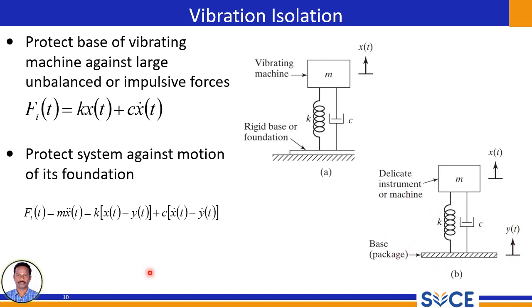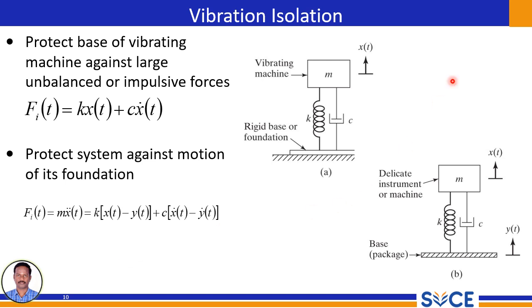In this, the equation f of t equals m x double dot of t, which also equals k times bracket x of t minus y of t plus c times bracket x dot of t minus y dot of t, describes the force acting on the instrument. This force is a function of the instrument's acceleration, displacement and velocity as well as the base displacement and velocity.